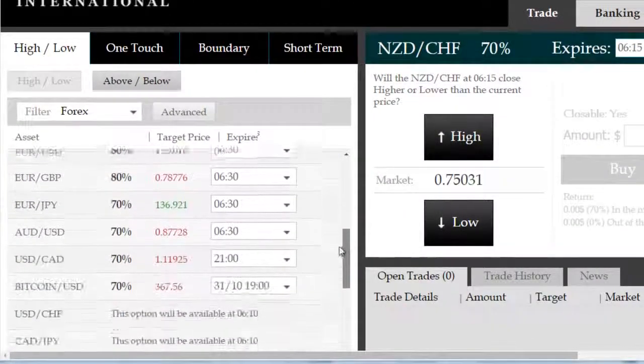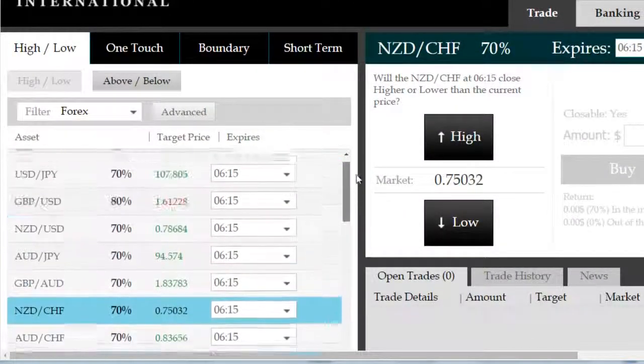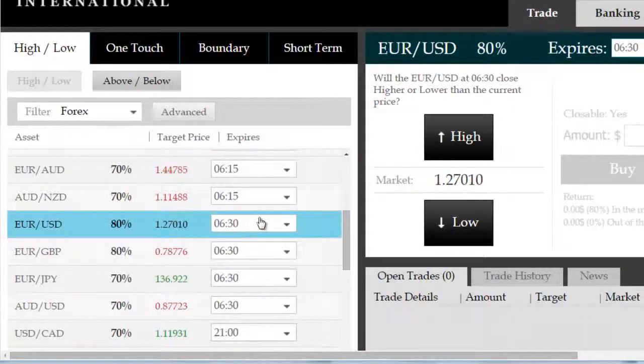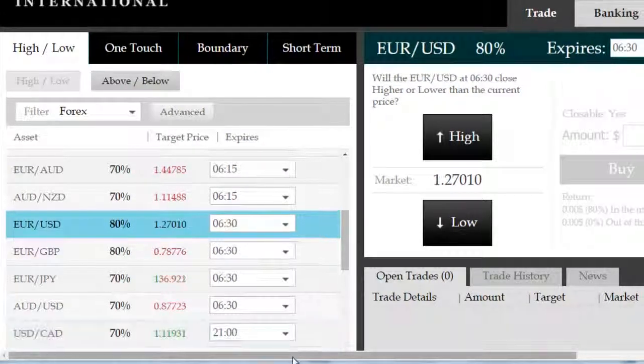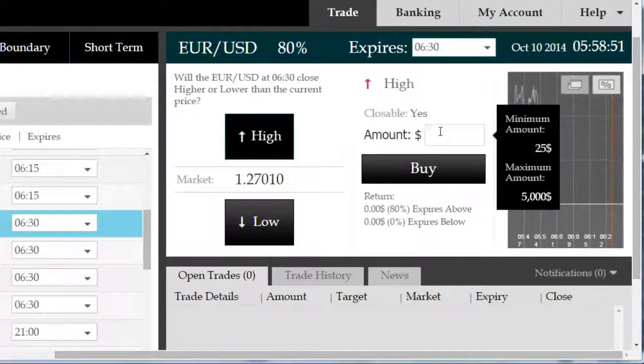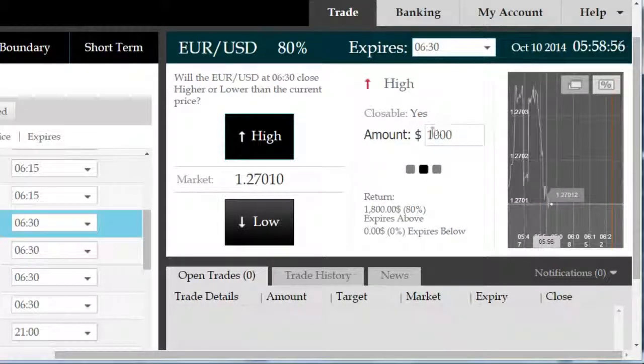So we're going to go over to Euro USD here and look for at least or up until a 30-minute expiry. Euro USD 6:30 expiry. So let's have a look at the time. It is currently 5:58 a.m. GMT.